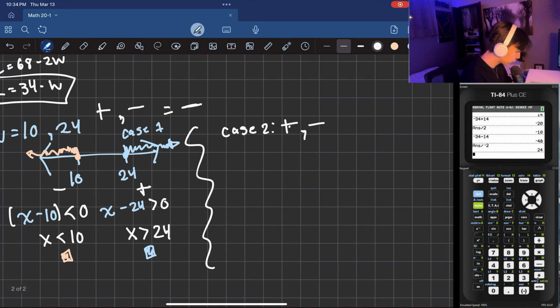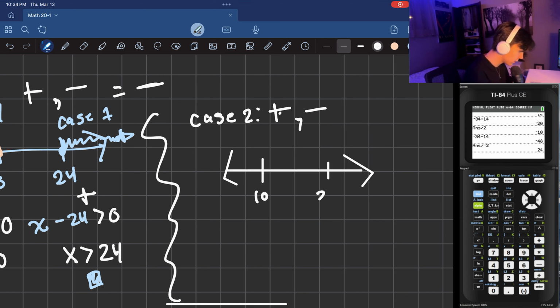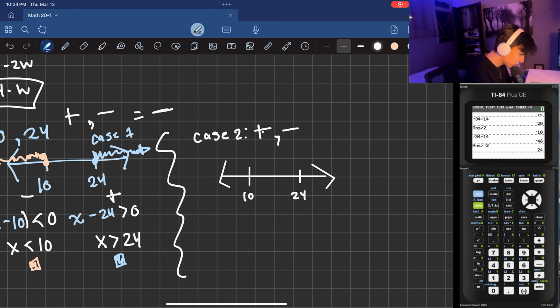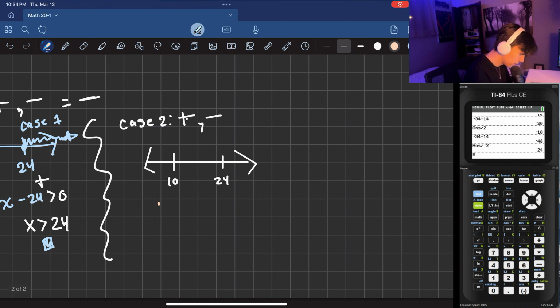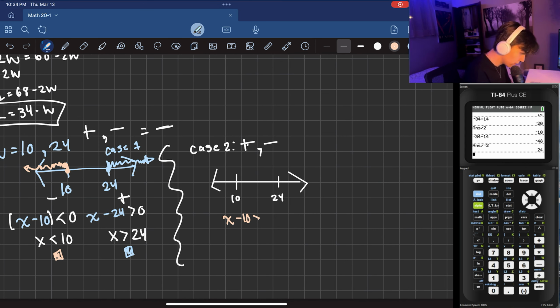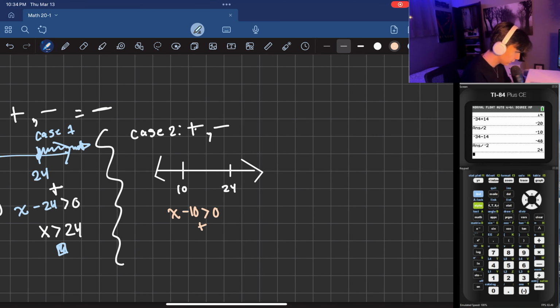Since we set our first bracket negative and the other one positive, we're going to do the opposite now. So we have a positive and a negative this time, right? I'm just going to draw this number line, and we have our 10 and our 24. Now we're going to do the same thing. So we have x minus 10, but this time we're going to set it greater than 0, because last time we set it less than 0. So that means we're setting this to be positive. And then we have x minus 24, and we're going to set that less than 0.